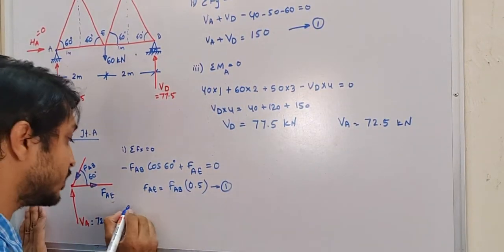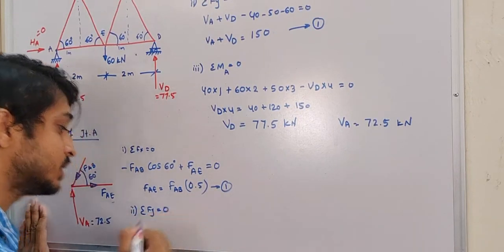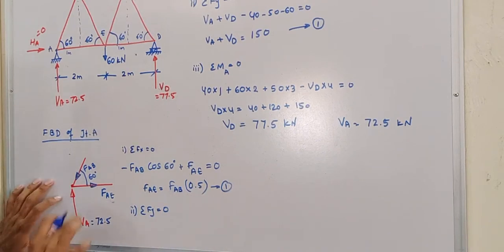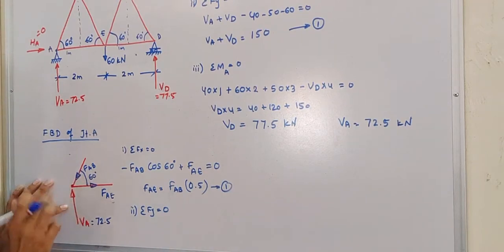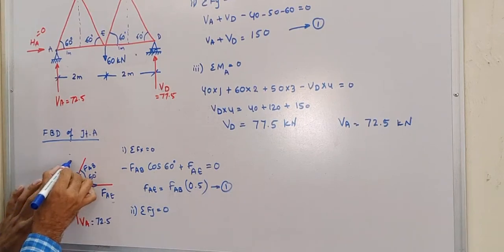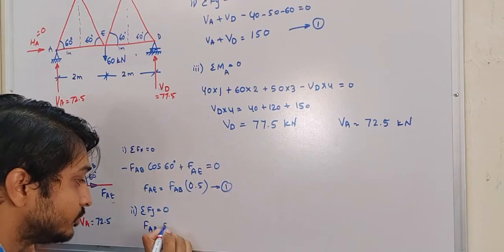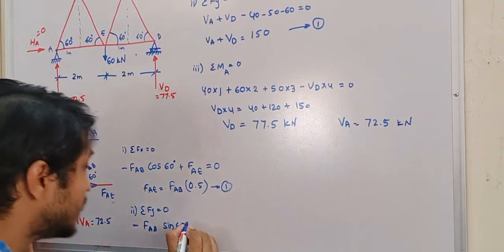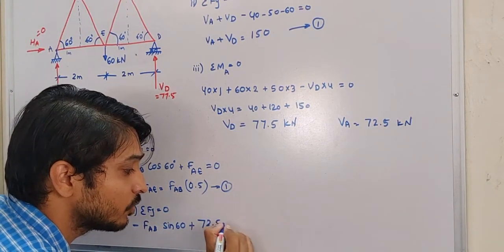So I'll come to the second equation, that is summation of Fy, vertical forces, equals 0. What are the vertical forces here? This is horizontal, this is vertical, and the vertical component of this can be found, right? This is acting in the downward direction. If I take the vertical component here, it will come something like this. So that is FAB sin 60. This is minus because it is acting downwards, plus VA. VA is how much? 72.5, which equals 0.